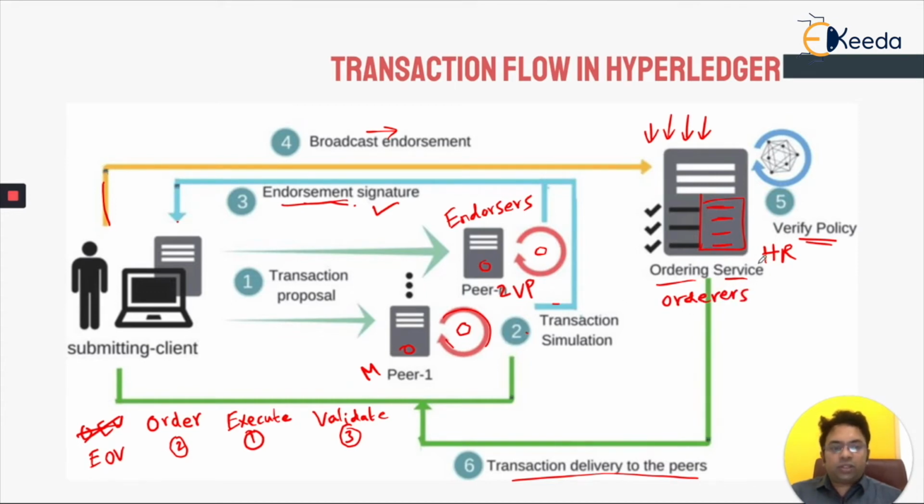So this ordering service creates the block. In Ethereum, first the block is created, then only executed. Here it is executed by these people and then only ordered. Then when these peers get the block, they will validate whether the block is proper or not. That's why we call it the EOV model. Remember, very important in Hyperledger.